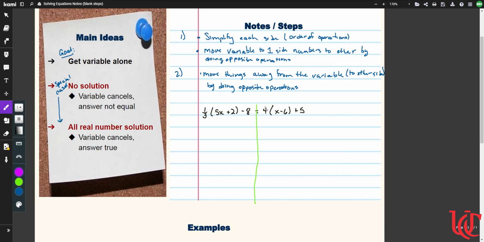I'm going to ignore the left side and work on the right side. So distribute the 4. So I have 4x, and 4 times negative 6 is minus 24. And then I still have this plus 5 hanging out. Simplifying this a little bit more, I'm going to combine my like terms. So I have 4x minus 19 on this side. Works good, not too bad.